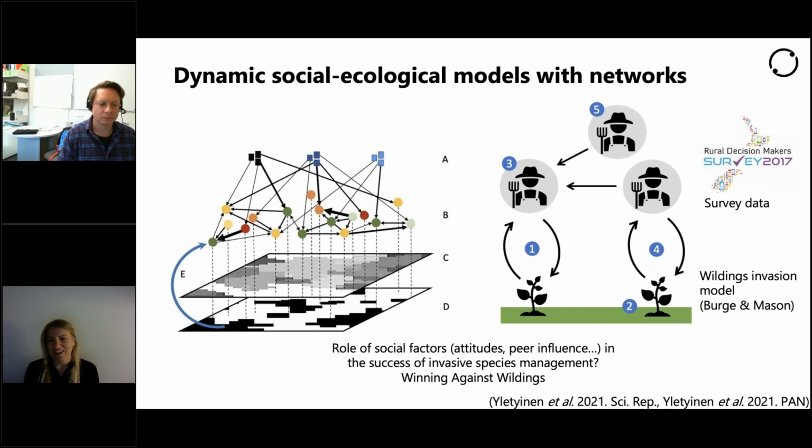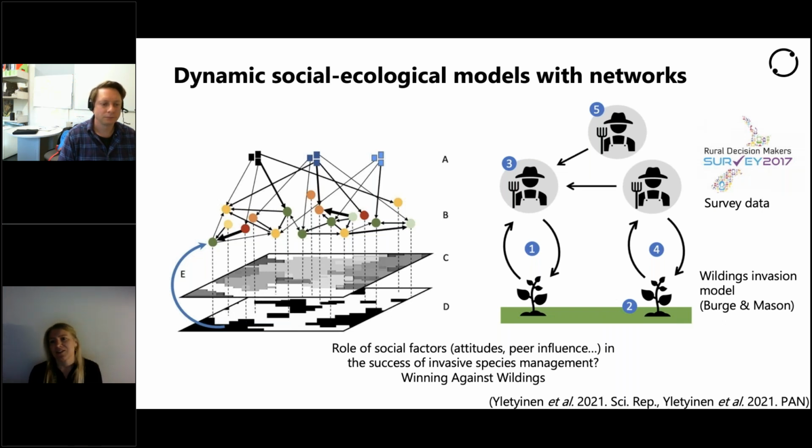So my intention here is to show how you can use your data to build a model. So for this model, which looks at the role of social factors in invasive species management, basically we are going from looking at biological invasions as an ecological problem to looking at them as a social ecological problem. And we built this model by using an invasion model that already existed at Landcare with Olivia and Norman. That's a model of how wildings spread.